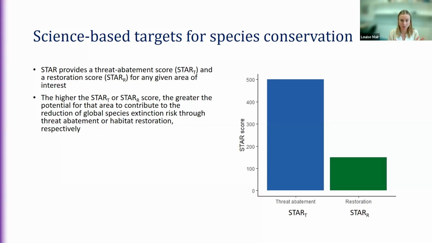So in this hypothetical figure here, the score for threat abatement is much, much larger than for restoration. And basically that's saying that your greatest potential at this site to reduce species extinction risk would be through tackling threats to species in their natural habitat.